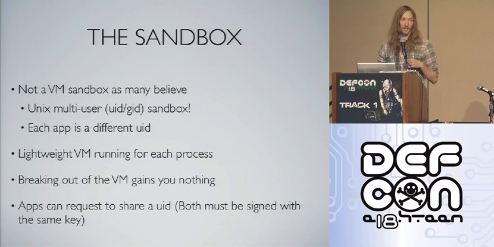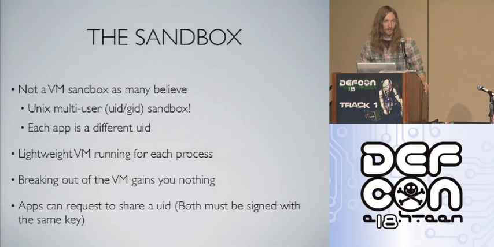Each application running is going to have its own lightweight VM, which is the Dalvik VM, which is just a Java-like VM that is based on passing through registers rather than on the stack. And if you're able to break out of this VM, you gain nothing. If you're able to get native code execution, you're still going to be running in the same process with the same user privilege that the VM itself had. Applications can both request to share a UID, so that they're essentially both running as the same user, and then they can share data on the file system and some other things. Both applications need to request that explicitly, and both need to be signed with the same signer key.